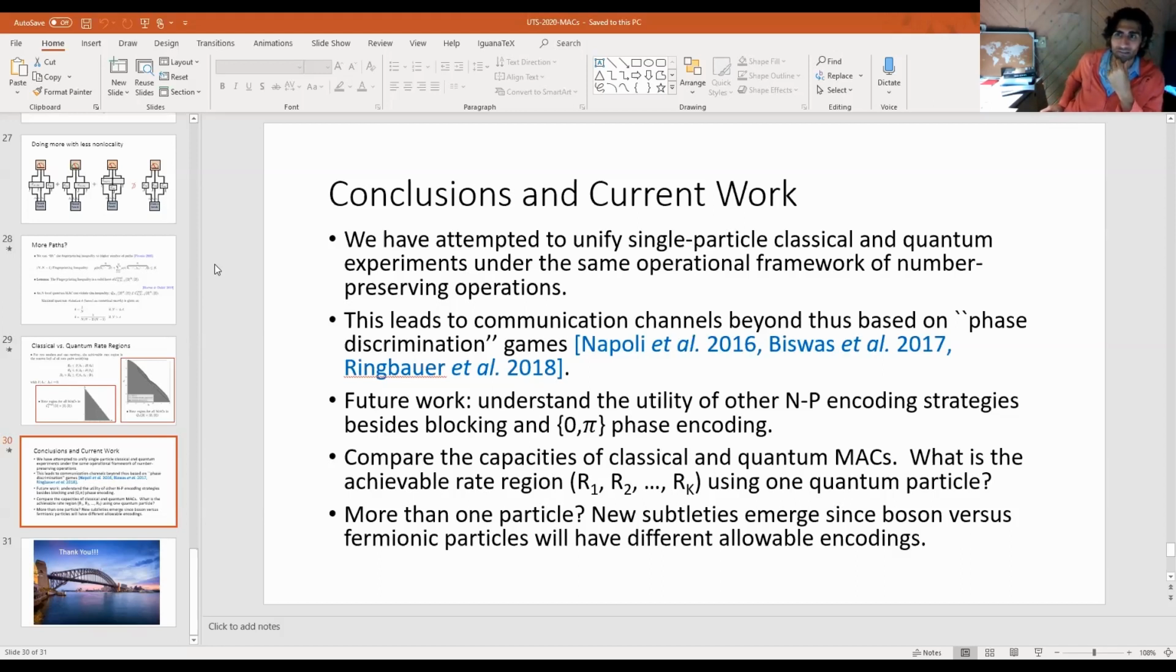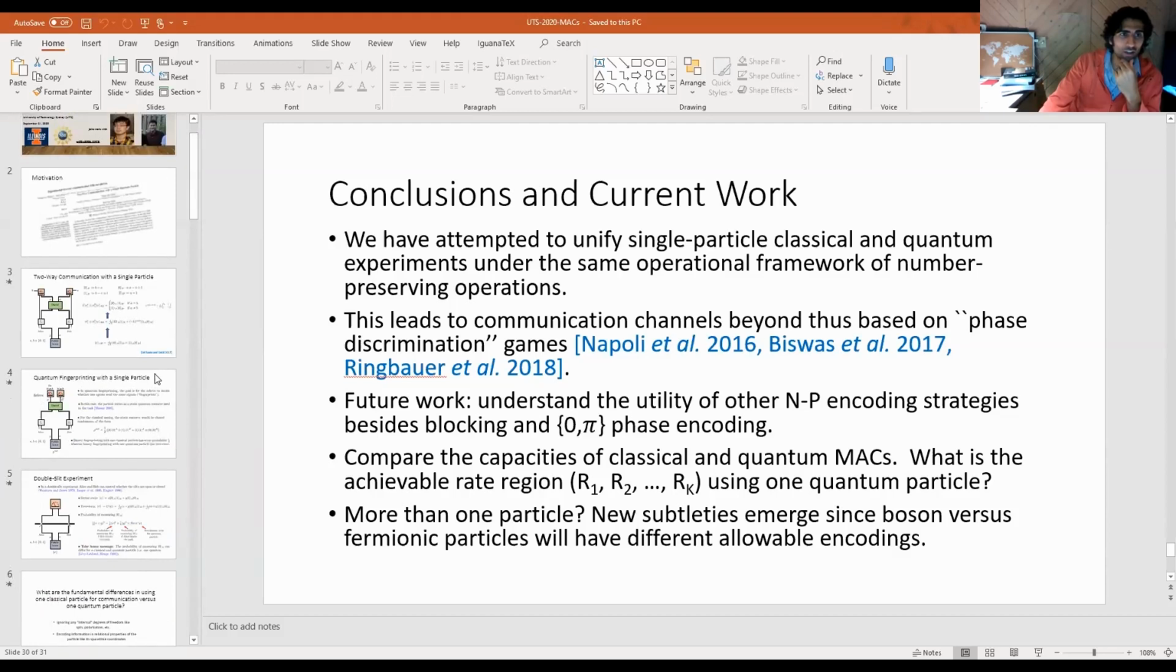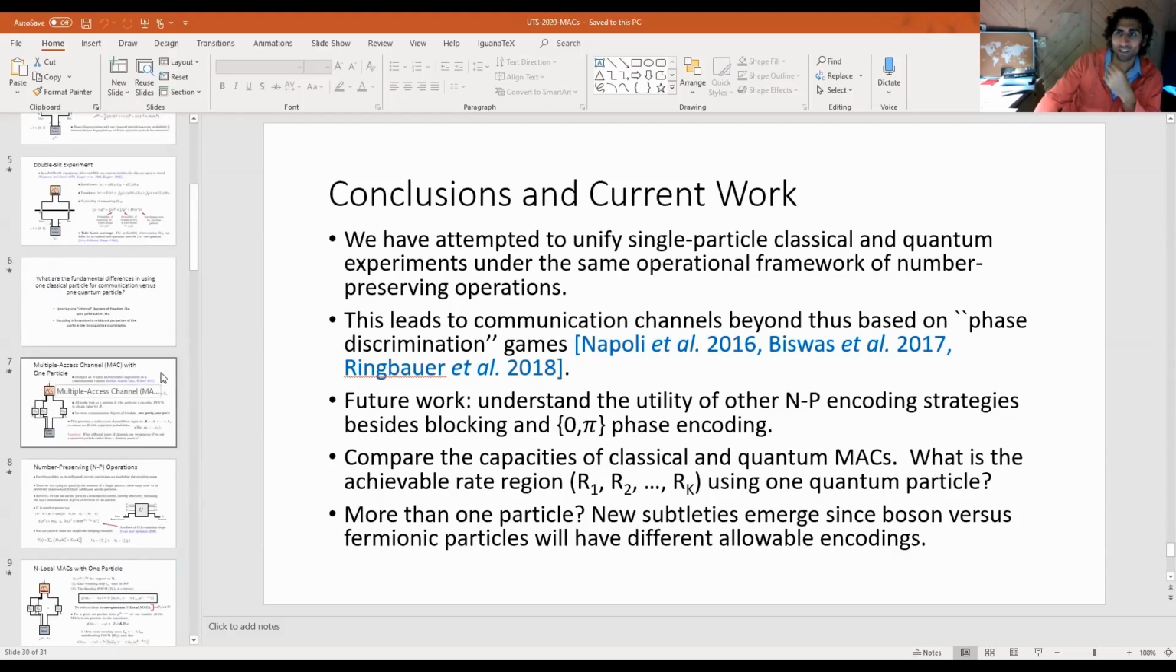And is there any constraint on the classical encoding strategies? Yeah, the classical encoding strategies are also number preserving, just in the diagonal basis. What that turns out to be is just either blocking or not blocking. You can imagine that you're trying to communicate to me a yes/no answer, and if you don't send me a particle, then I know your answer is no. If you do send me a particle, the answer is yes.